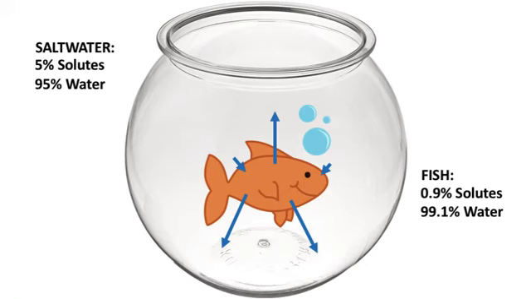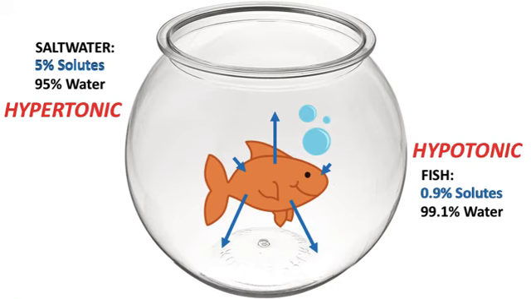A little bit will still move into the fish, however, the net movement of water will be out of the fish. Now, the terminology that goes along with osmosis deals with this term tonicity. Now, tonicity deals with the solute concentration within the solutions. And if we look at the salt water, there's 5% solutes. The fish, there's 0.9% solutes. Because there is a difference between the two, the higher solute concentration is deemed the hypertonic solution, where the fish would be considered the hypotonic solution. Hyper meaning above, hypo meaning below, and tonic referring to the solute concentration.